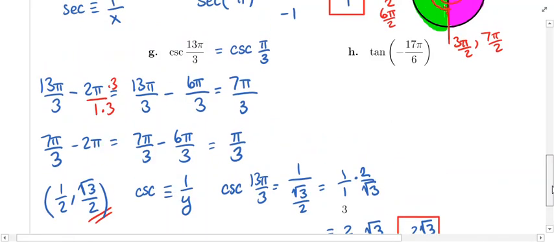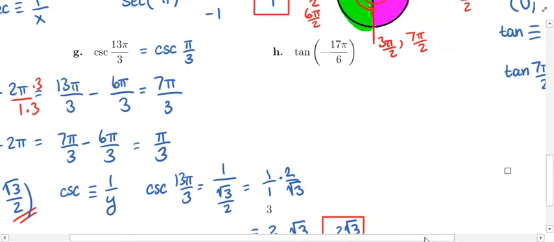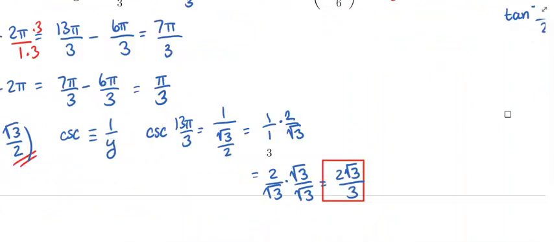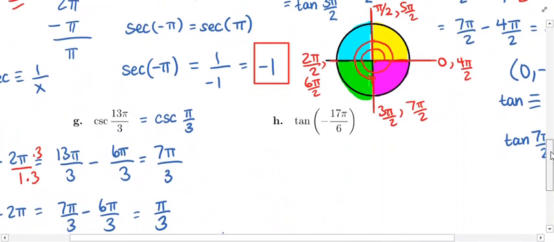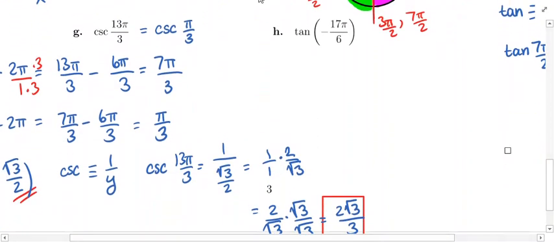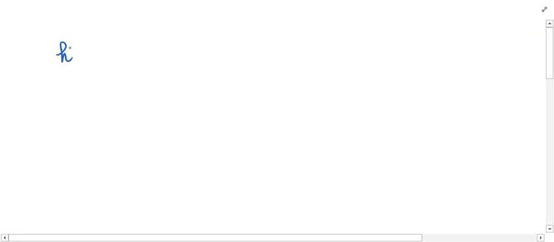All right, let's do one more. This one, we're going to do the tangent of a negative angle. So this is going to be negative 17 pi over 6. I am running out of room, so I'm probably going to do this one on another page. So let's see here. This is part H. This is going to be the tangent of negative 17 pi over 6.